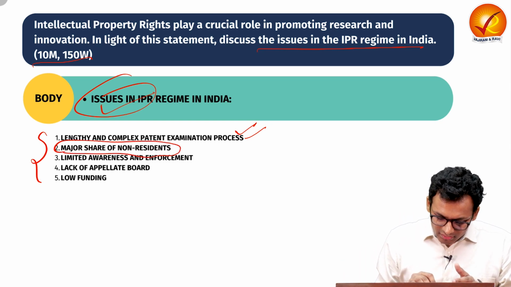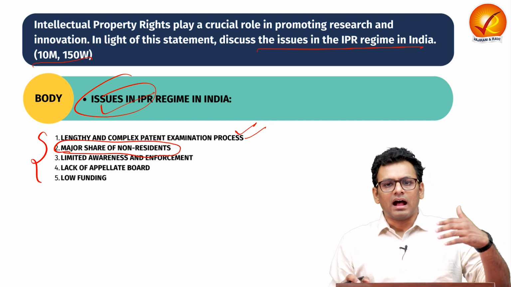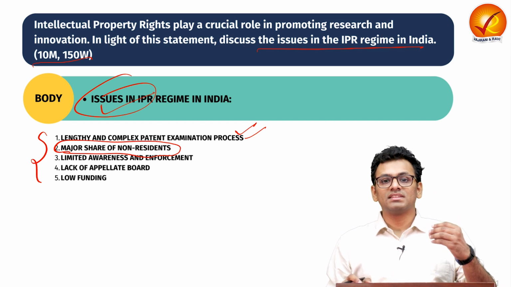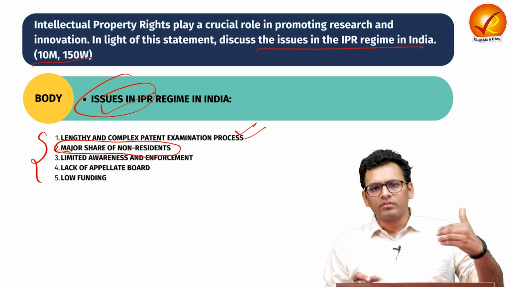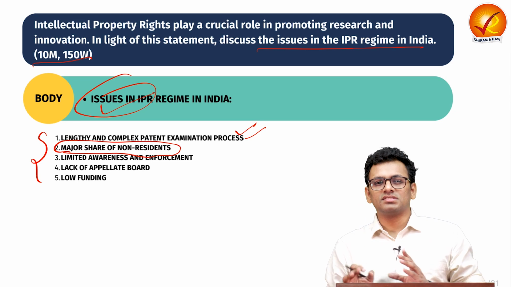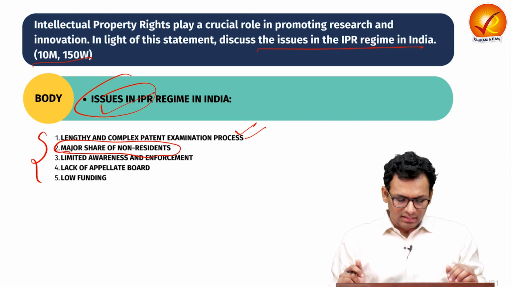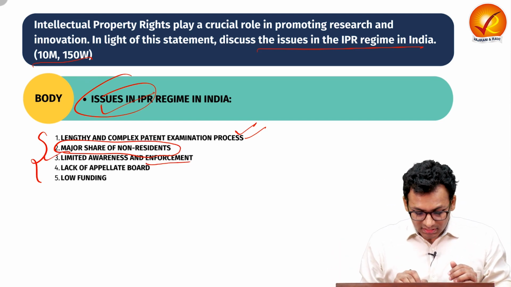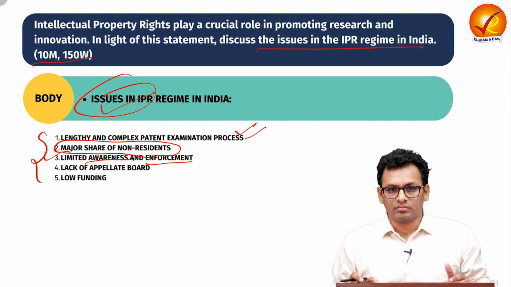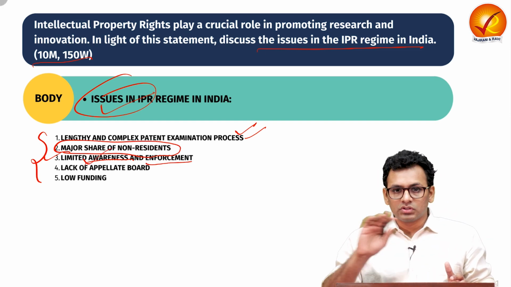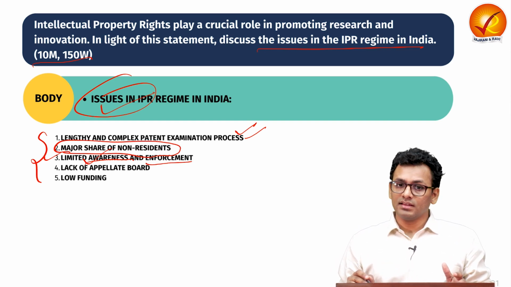Second is the major share of non-residents. Most of the IP rights granted in India are granted to non-residents. More than 60% of IP rights are granted to the non-resident population. This shows how India must develop the capacity of residents to ensure they also participate and get access to intellectual property rights. Third is limited awareness and enforcement. As we have witnessed, there is not proper legal awareness about intellectual property rights. There are also issues with getting the benefit out of innovation done by local communities. So there is limited awareness and enforcement.